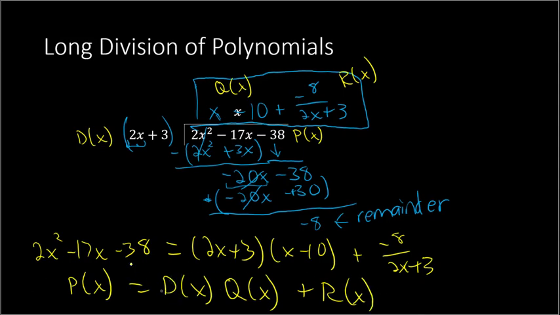So this is a way that we can relate all these pieces together. And many times this right here is called the division algorithm. So it just shows how everything is related to each other. So that long division process that we just did can be used for dividing by any type of polynomial. So in the last example, we were dividing by 2x plus 3, but we could have divided by anything. We could have divided by 2x squared plus 3x minus 4, or any polynomial.